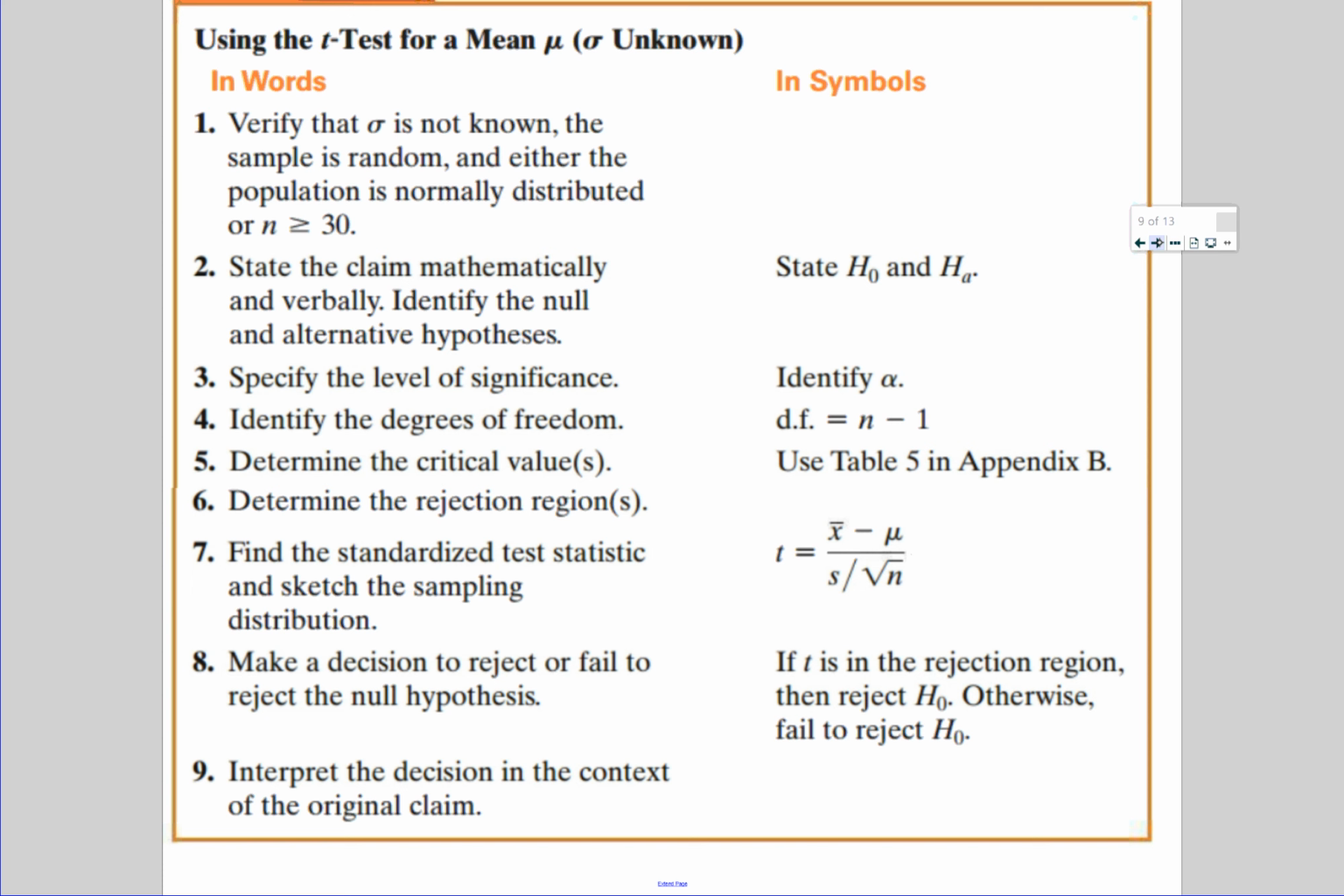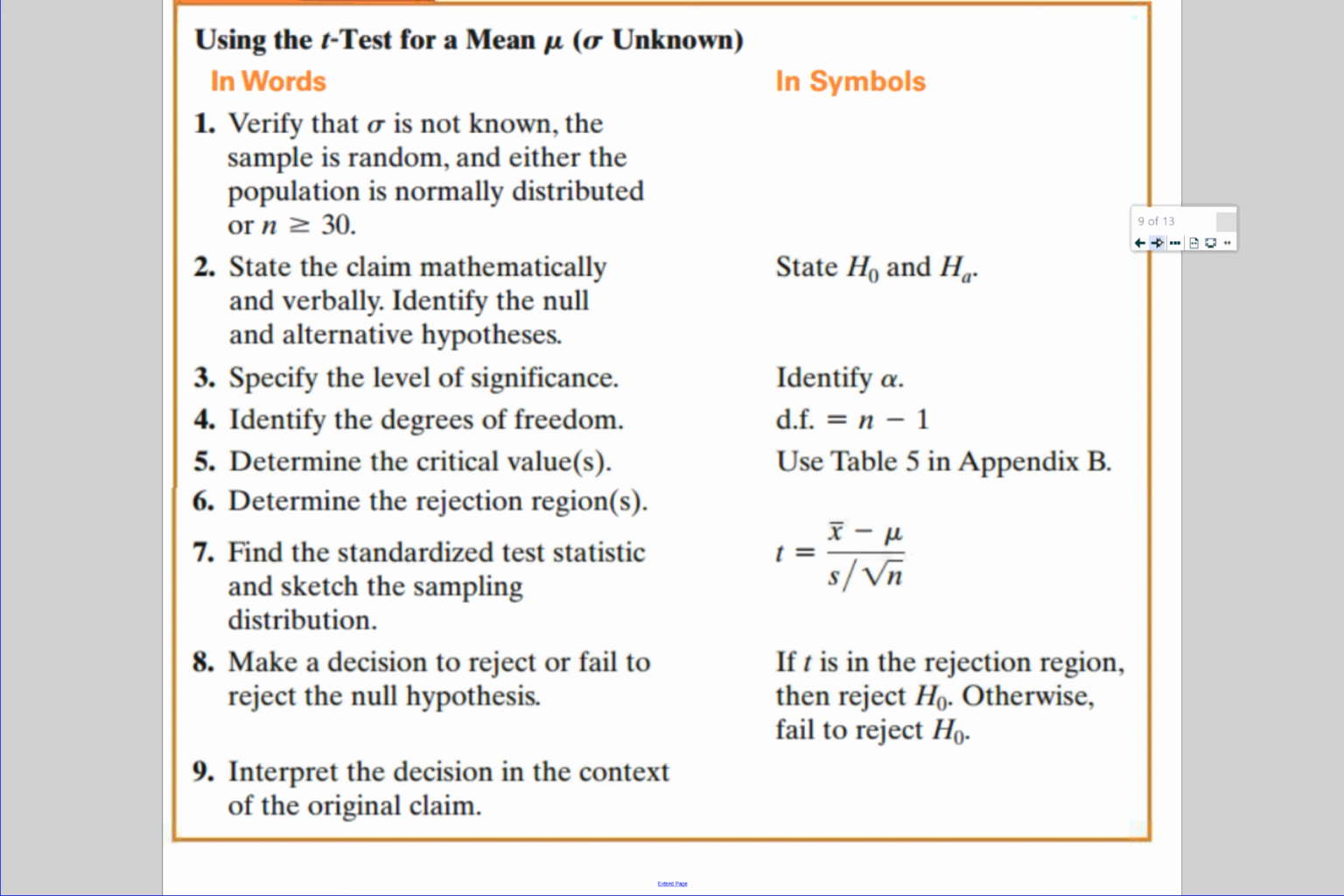So a lot of this is really similar to what we did in the last section with the z's. The biggest difference is you have t's on your critical values, and you're calculating a t standardized test statistic to decide if you're going to reject or not reject. The rest of this is pretty much the same. So as soon as we know we don't have that population standard deviation, we know it's a t. We also want to double check at the beginning if it's normally distributed or sample size is bigger than 30.